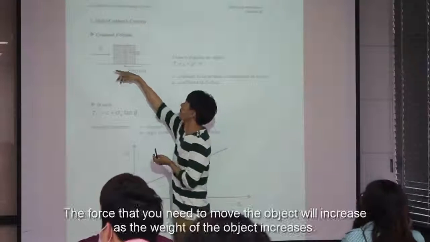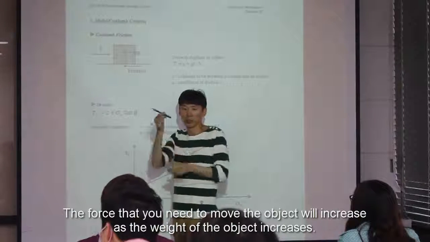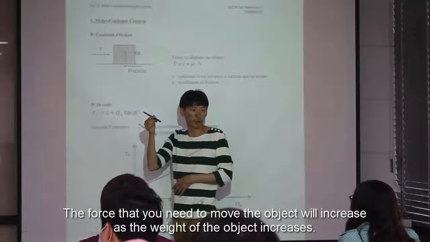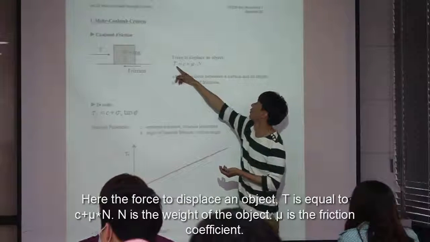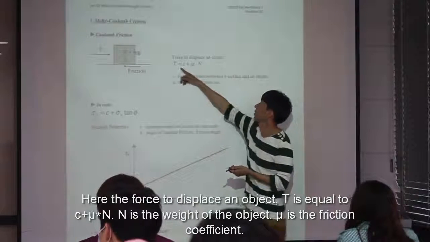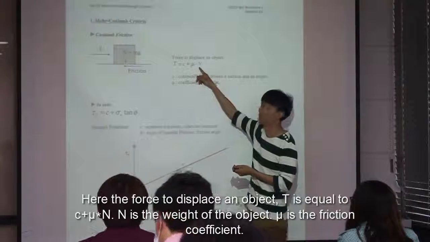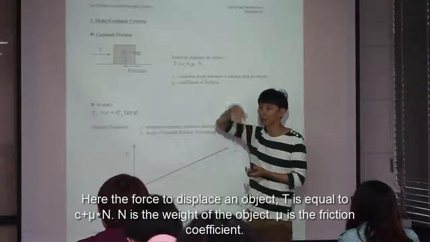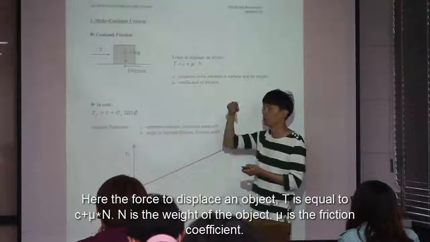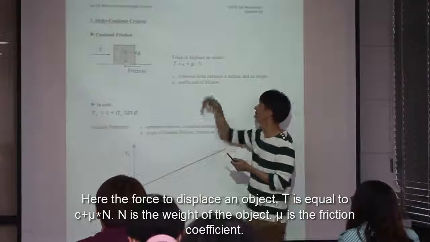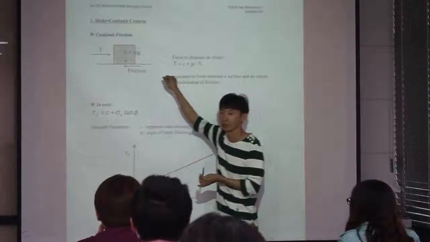And the force that you need to move the object will increase as the weight of this object increases. Right? So here the force to displace an object, T, is equal to C plus mu times N. Here the N is the weight of an object, and mu is the friction coefficient. Right?